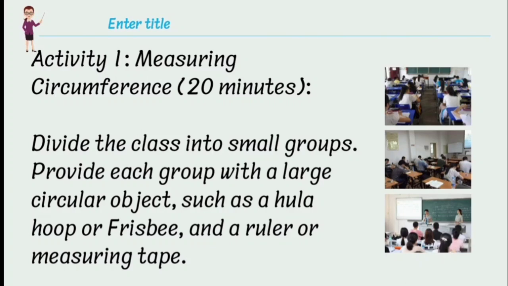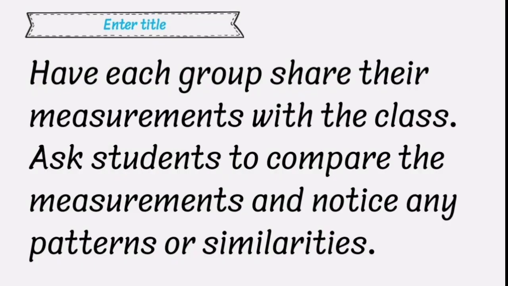Activity 1, Measuring circumference, 20 minutes. Divide the class into small groups. Provide each group with a large circular object, such as a hula hoop or frisbee, and a ruler or measuring tape. Instruct each group to measure the circumference of their object by wrapping the measuring tape around the edge of the circle and recording the measurement.